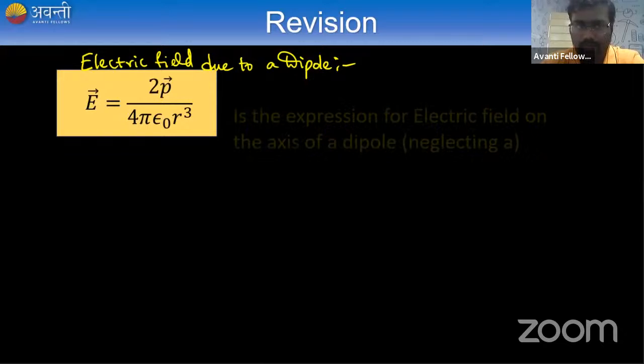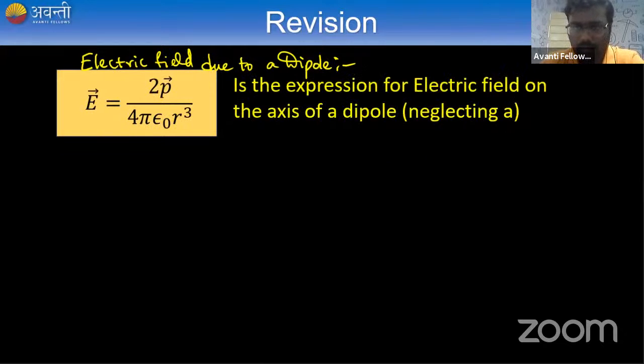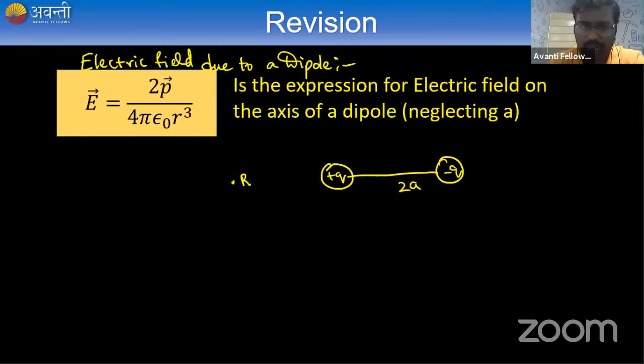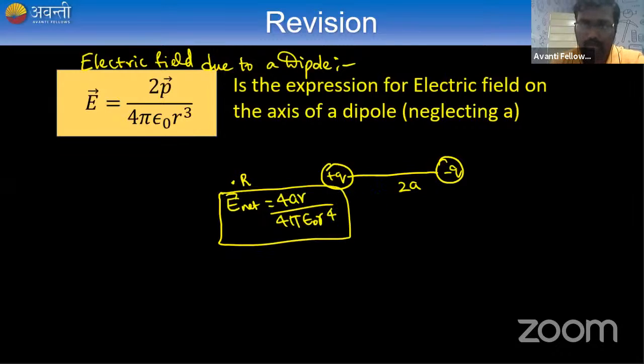So the expression for the electric field due to a dipole on the axis: we have two charged particles, plus q and minus q, separated by a fixed distance of 2a. On the axis, at a point r, we had to find the electric field. At this point, the net electric field E net was equal to 2p by 4 pi epsilon naught r cube, or rather this was supposed to be r per 4. This was neglecting the dipole distance a.